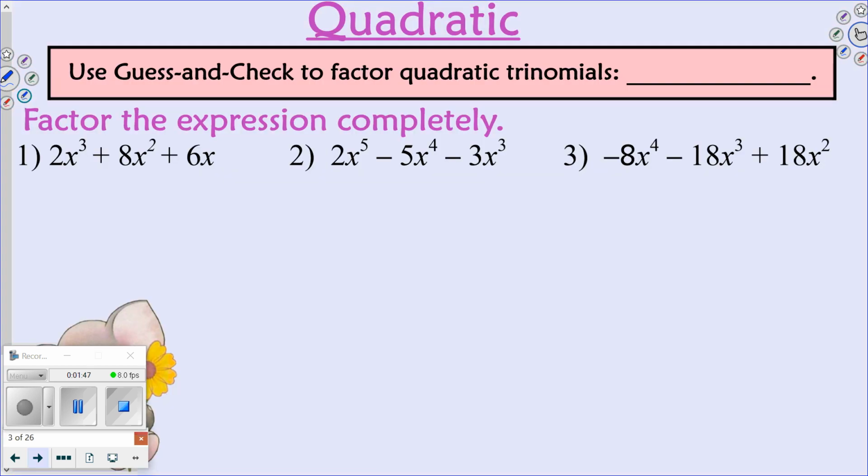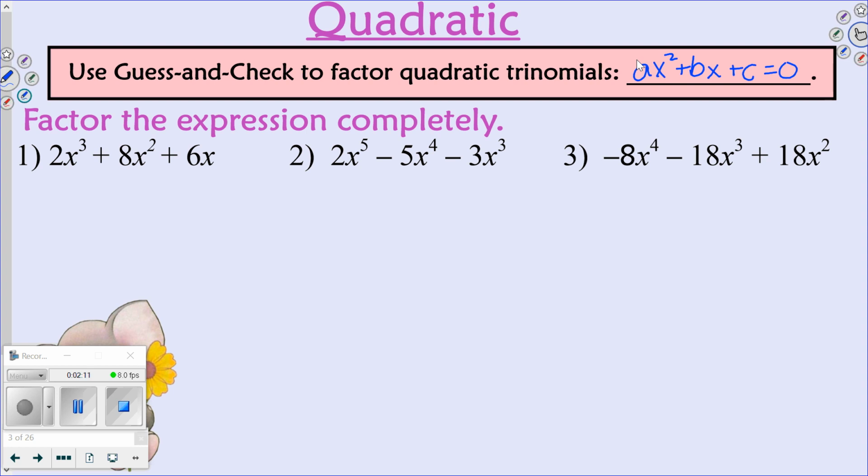All right. So first, use guess and check to factor quadratic trinomials. So this would be in our form of ax squared plus bx plus c equals 0. Okay, so this is just we're starting off with stuff we know. Just a regular old factoring. So how would you factor number 1? What do you do first?